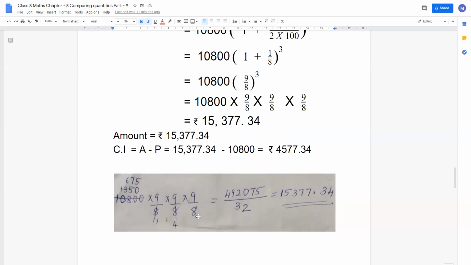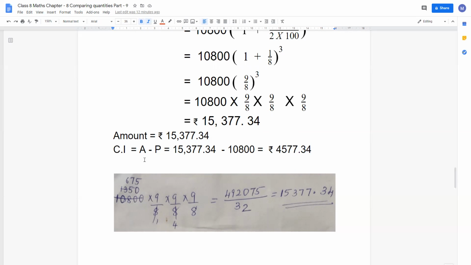4,92,075, and the denominator 8 4s are 32. So that number we have to divide by 32. Now we have to do the normal division for this number. We have to divide by 32. So by dividing you will get the answer 15,377.34. So you understood how the cutting is done. Now we get the answer here 15,377.34. So amount equal to 15,377.34.